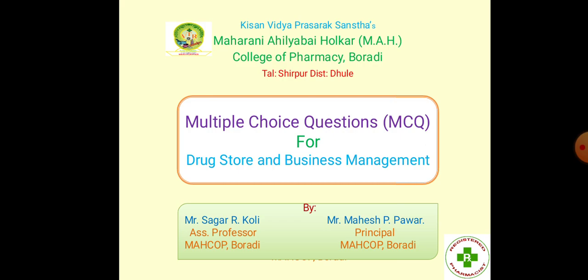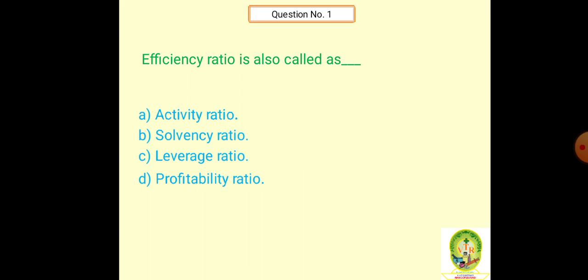Today we will discuss multiple choice questions on the subject Drugstore and Business Management. First question: Efficiency ratio is also called as? Options are A. Activity ratio, B. Solvency ratio, C. Leverage ratio, D. Profitability ratio. Right answer is A.